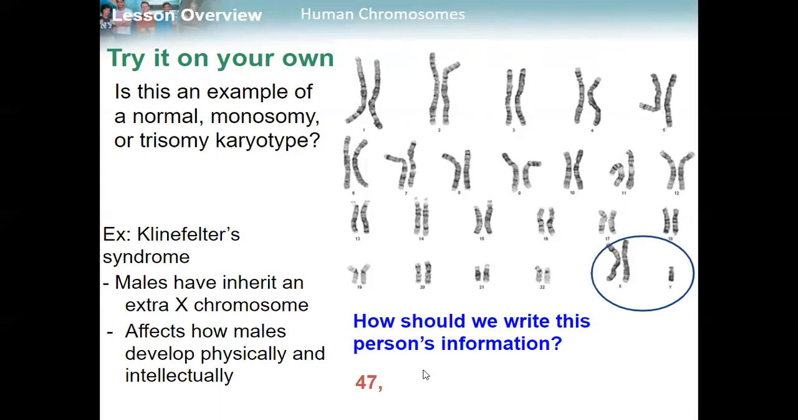And the next part is writing the sex chromosomes. They have an X and a Y. And that's how we're going to keep it. Yes, there is an extra chromosome, but since it's not in one of the numbered chromosomes, we're not going to write plus and then a number.